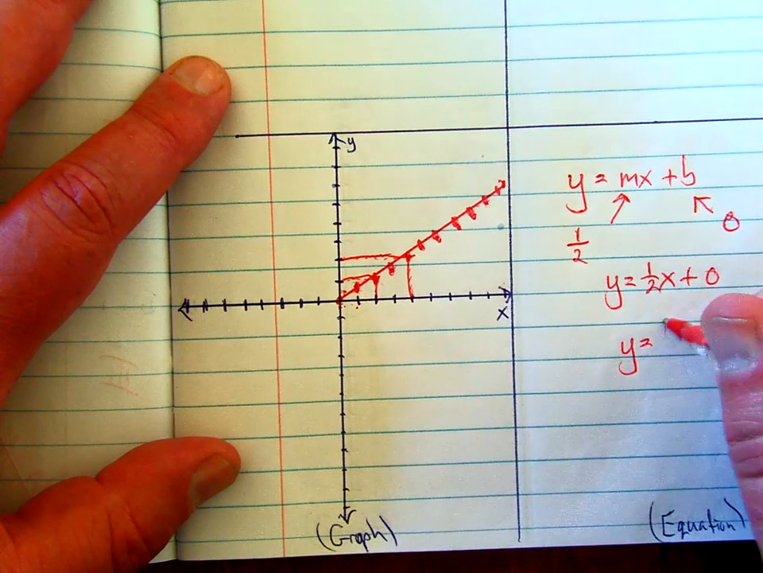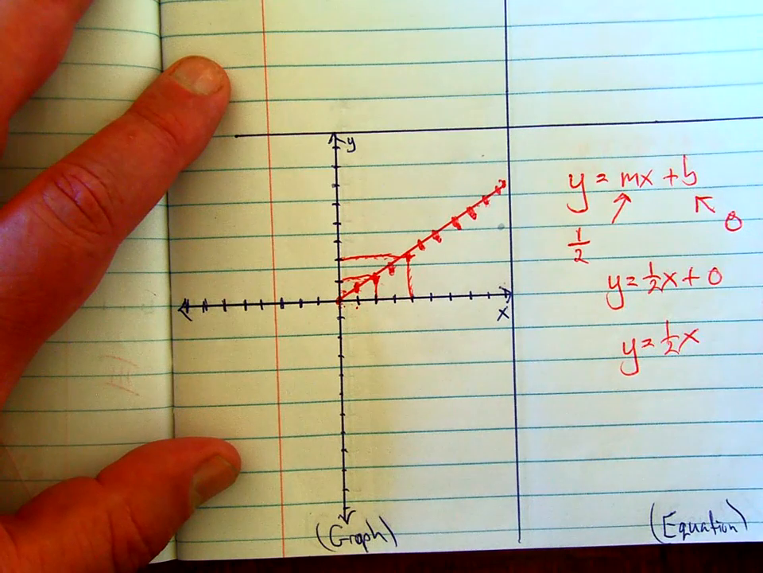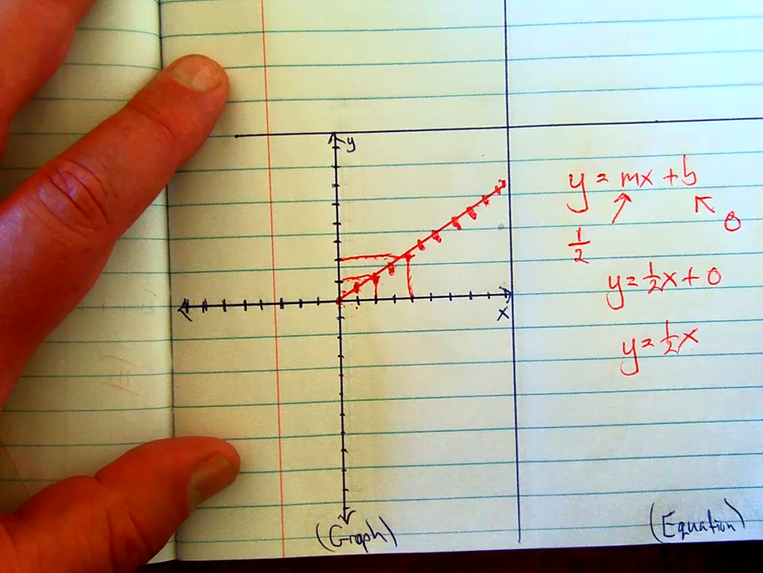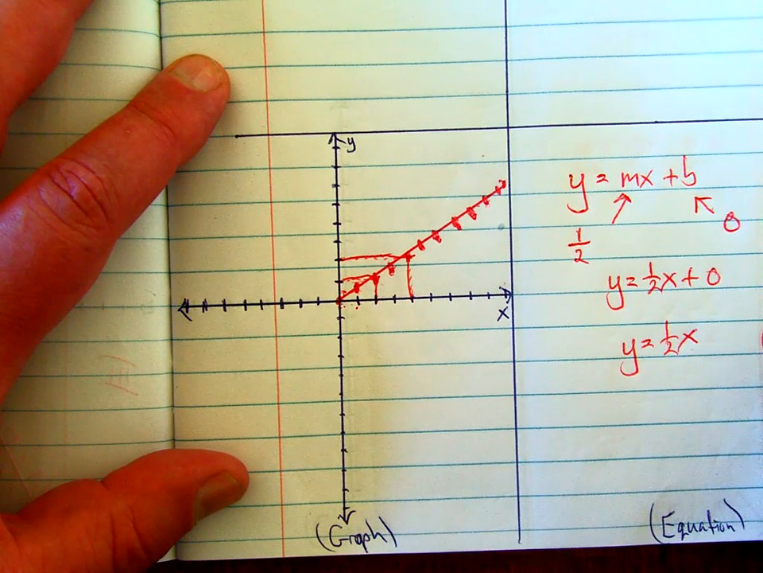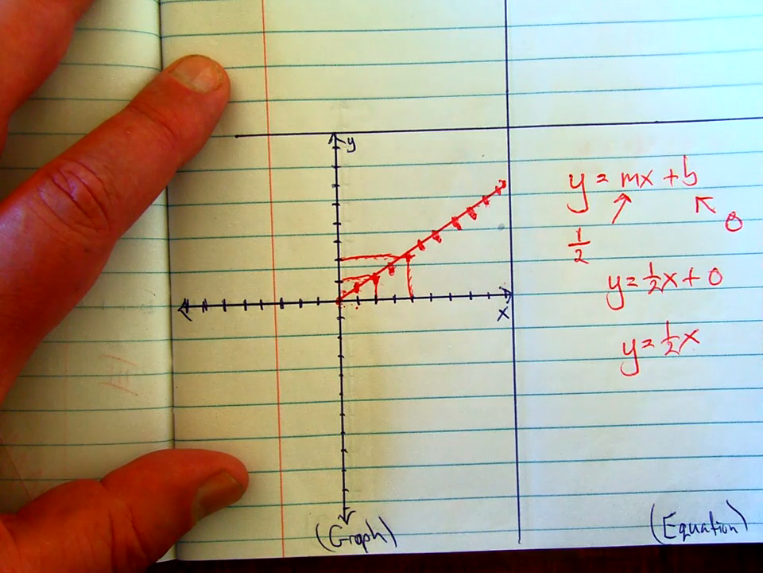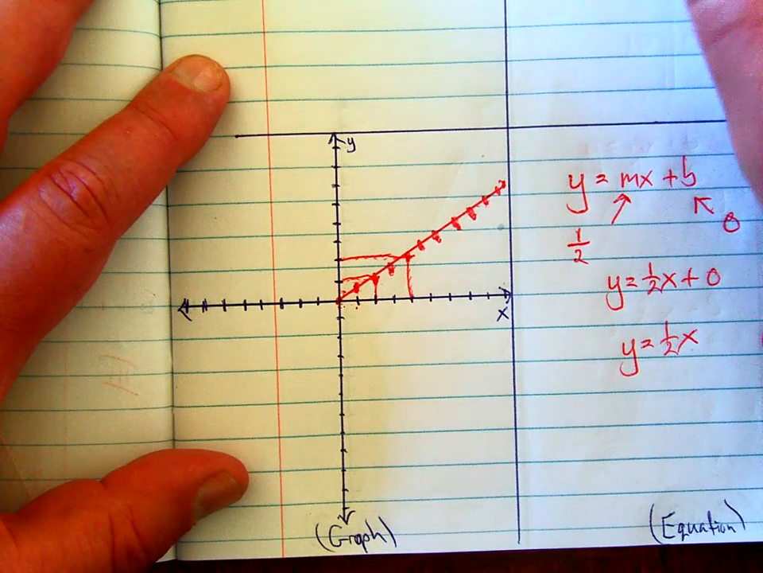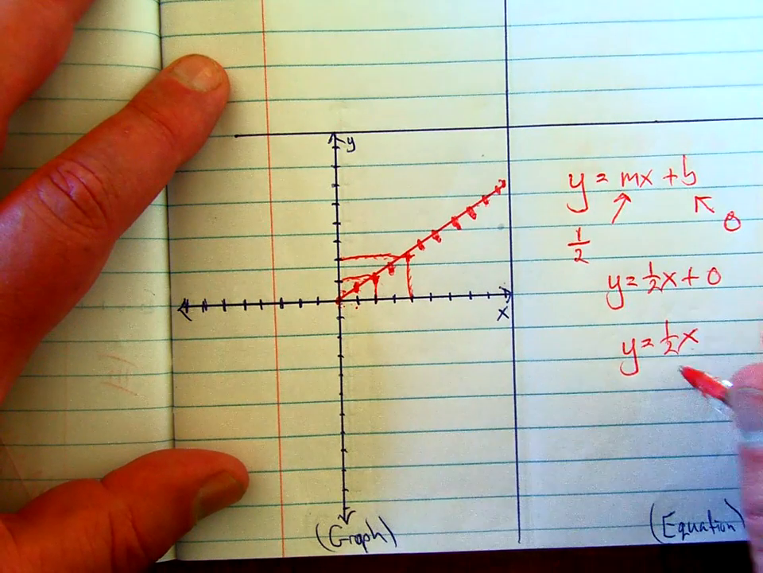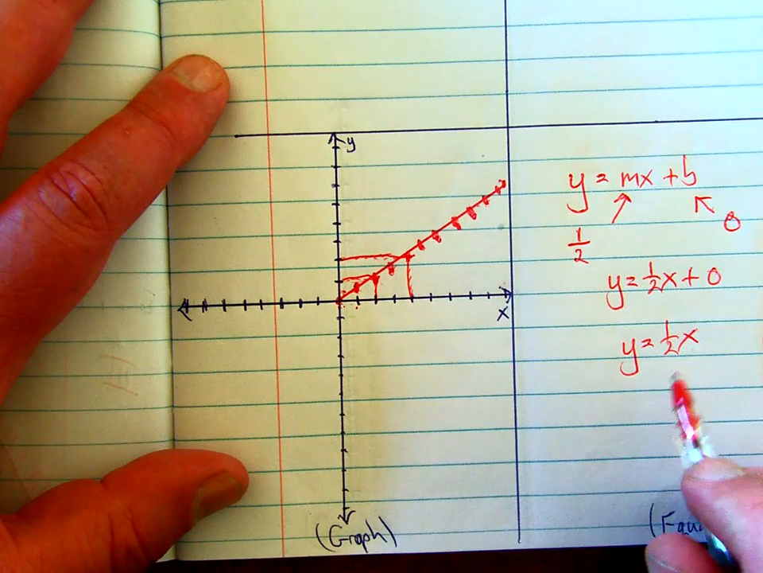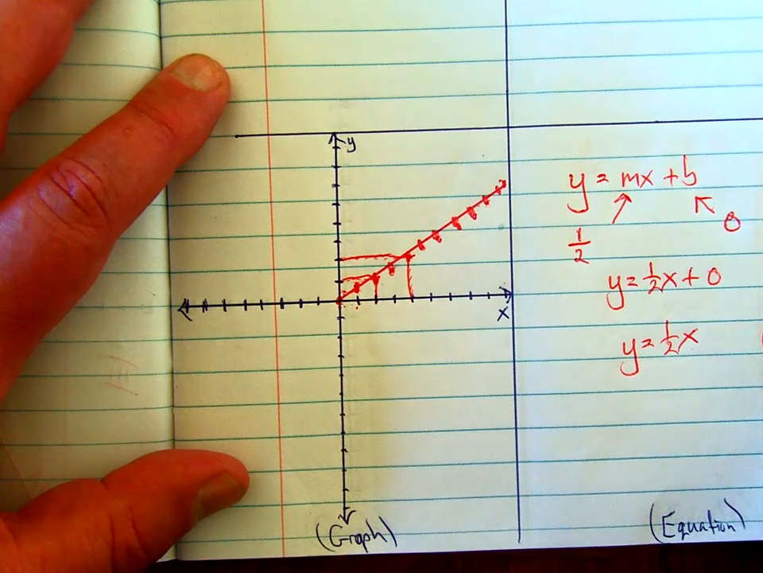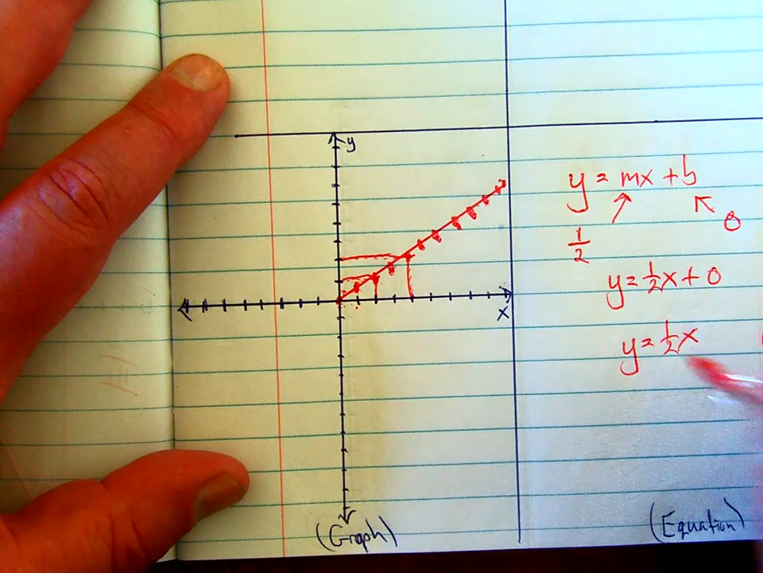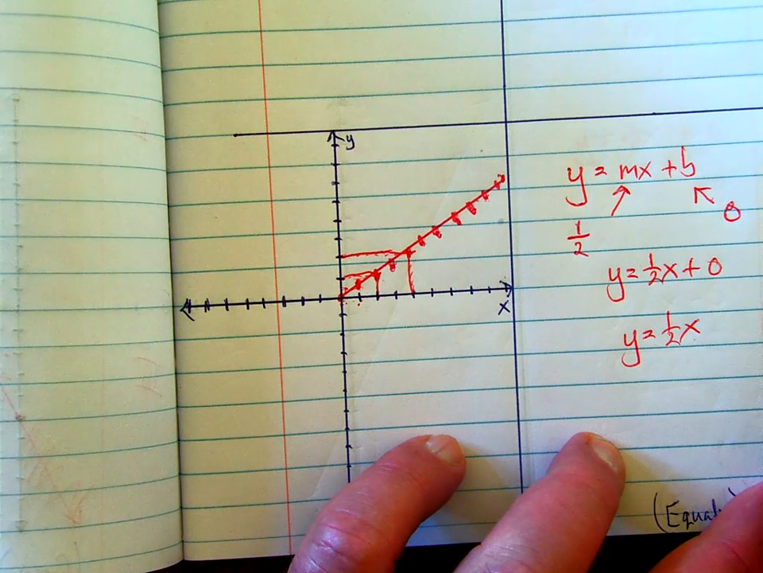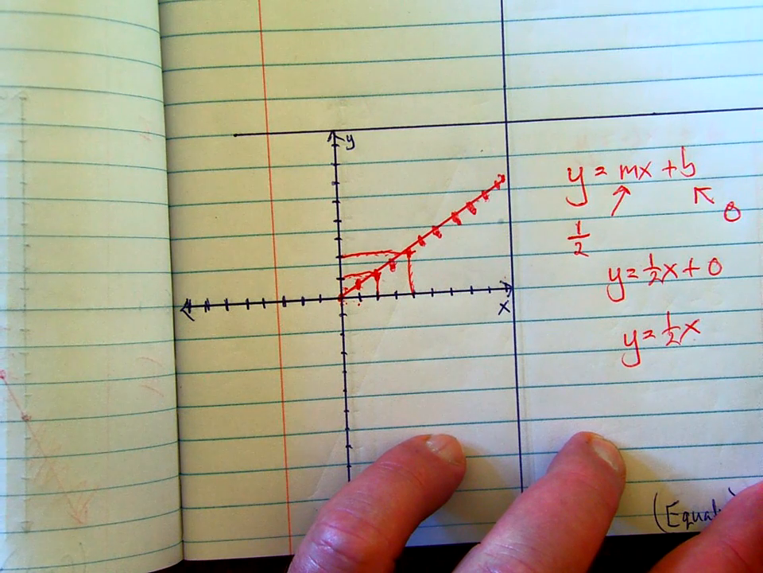Let's check to see if that really works. When x is 0, half times 0, y is 0. That would be a coordinate on our table or on our chart. When x is 1, a half times 1, y is a half. When x is 2, 2 times a half is 1. And we're seeing a pattern form. When x is 3, y is 1.5. When x is 4, what's half of 4?